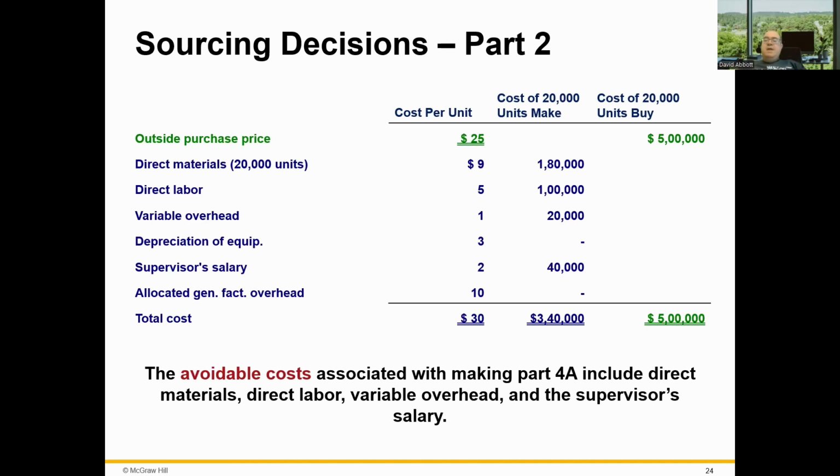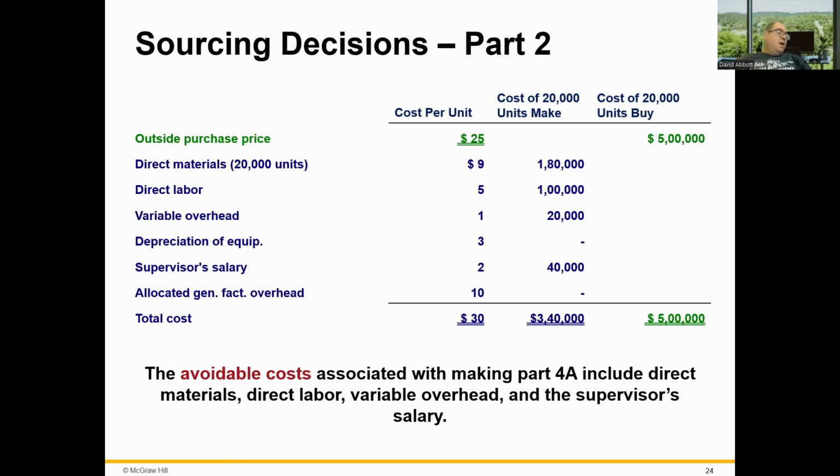We said a couple of these things are unavoidable, so we wouldn't include them in our decision. So the unavoidable costs associated with making part 4A include direct materials, direct labor, variable overhead, and salary. Now notice that the depreciation of special equipment is irrelevant.